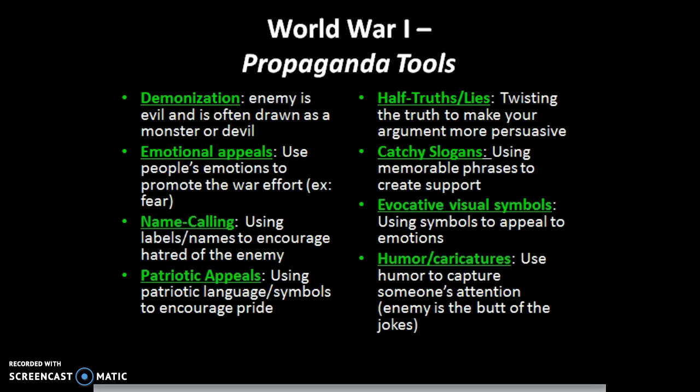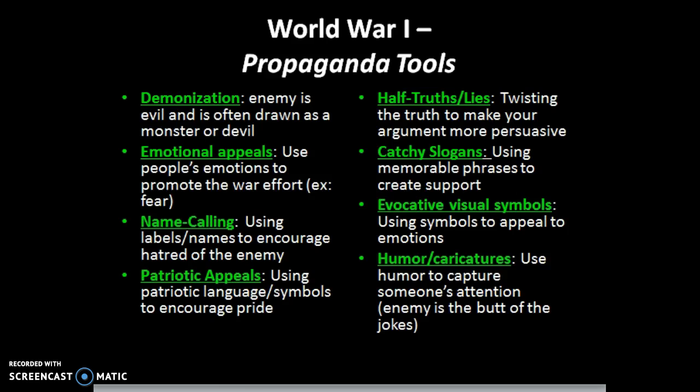Evocative visual symbols are symbols that appeal to people's emotions, and evocative means it evokes some sort of feeling in your brain when you see it. So oftentimes babies are used, or cute animals, puppies. Often people like those. Those are evocative visual symbols. Things like that. Moms or grandmas often do the same thing. And then lastly, humor or caricatures, where you're making the enemy out to be the butt of the joke, is a propaganda tool. So those are your tools that you'll want to use as you create your poster.